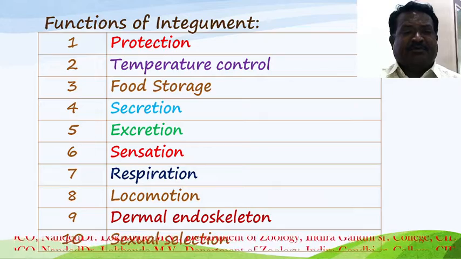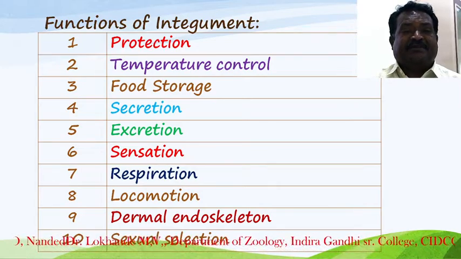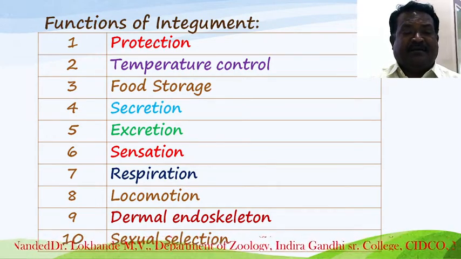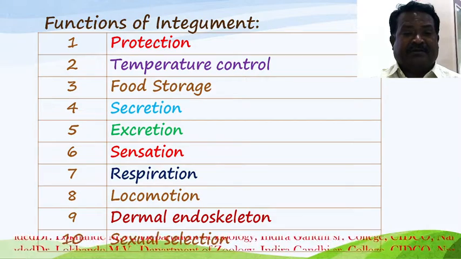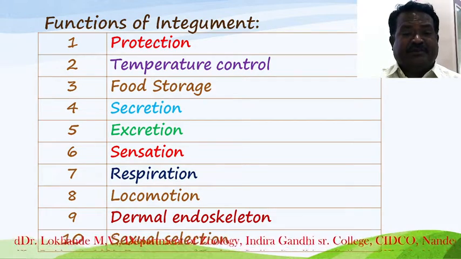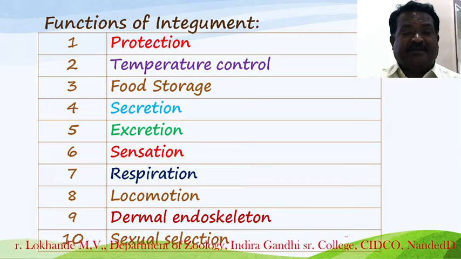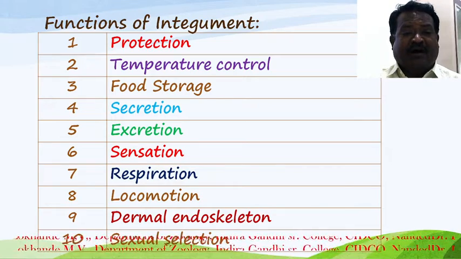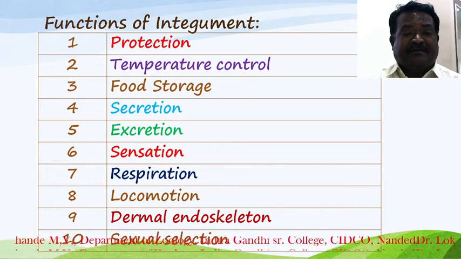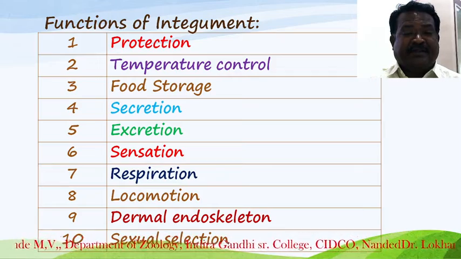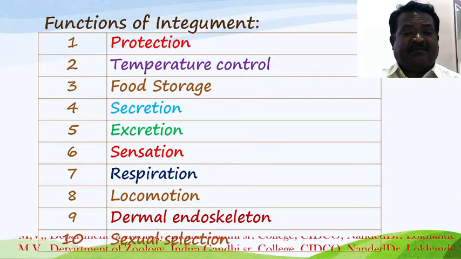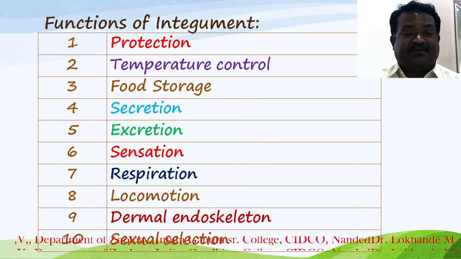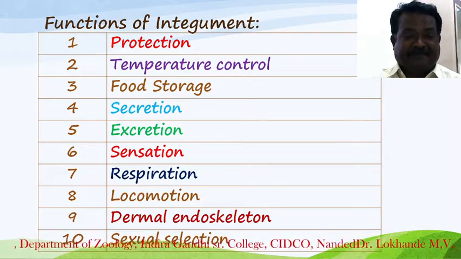Next one is locomotion. Locomotion is one of the phenomena where the animal goes from one place to another place. So skin is originated from the legs, scutes, horns, then hooves, nails, etc. But the skin is also useful for the locomotion of the animals.